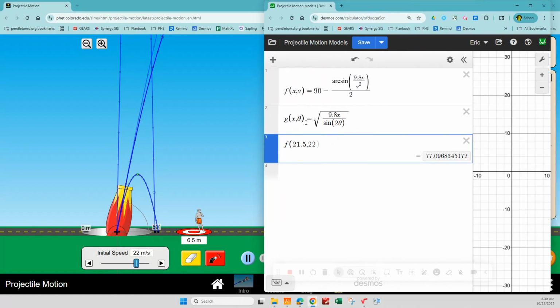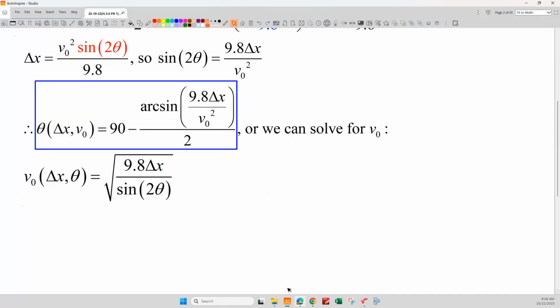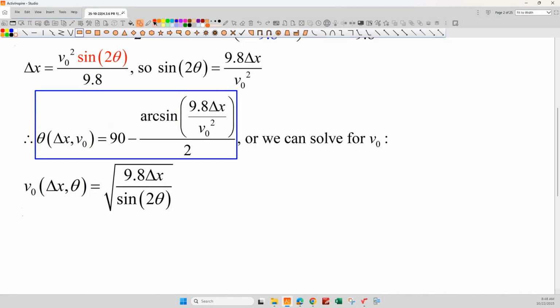Okay, so we're going to go up here and we're going to use the function g, right? Because if we want to, going back to all this stuff, we could go up to this step up here and we could solve for v. Letting x, delta x, we're just calling it x, be a variable and theta be a variable. Okay, so then that gives us this formula right there. So we'll use that one.